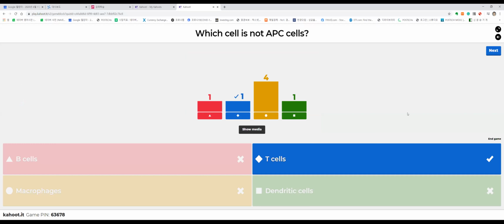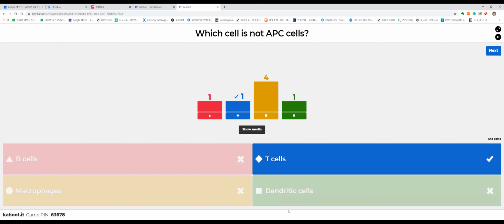What is APC? Antigen presenting cell. If you have any enemies, the cells swallow the enemy, break it down, and then present a small part of that foreign body onto the cell surface. That's the antigen. Antigen presenting cell.